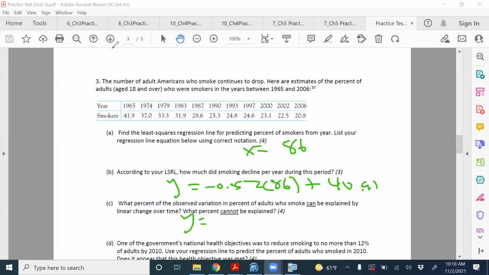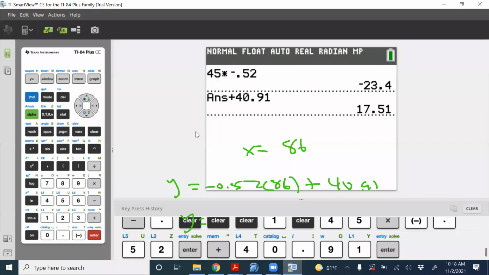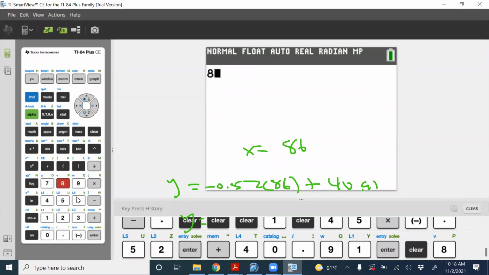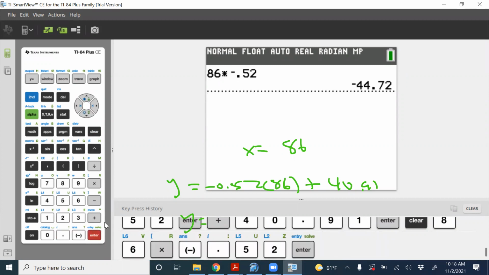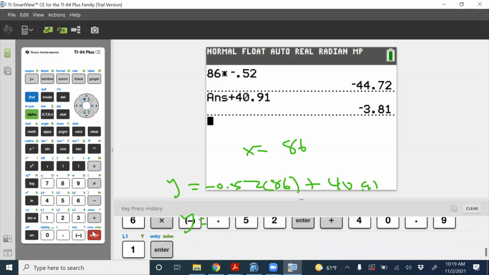What if I plug that into the formula? So what would I get? 86 times negative 0.52 plus 40.9. Now you get a negative percentage? There's going to be a negative number of people smoking. That's weird, right? You see why extrapolation can be an issue at times, because there has to be some limit, or maybe it's not linear. Maybe a better model would be exponential or logistic. We're not going to go down that path. If you do another stats class in college, you would do some modeling like that. But linear is not necessarily going to make much sense here after a certain time frame.